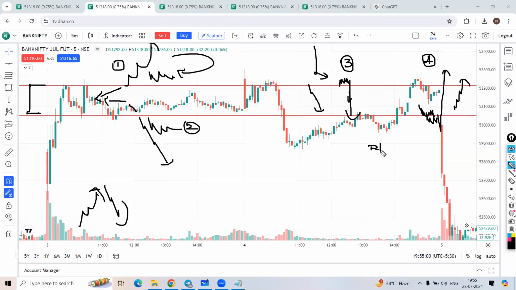So basically this is a reversal approach. This is a continuous approach.